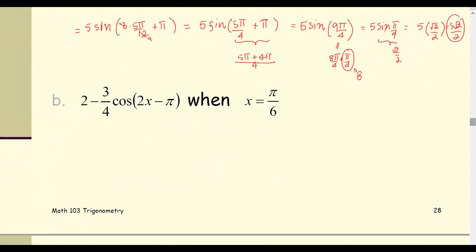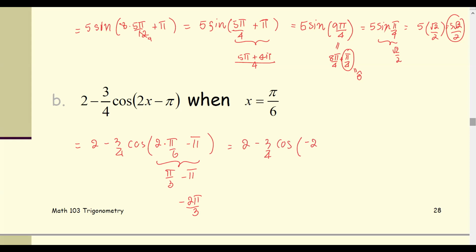The next one, we're going to evaluate 2 minus 3 over 4 times cosine of 2x minus pi when x equals pi over 6. Replace the x with pi over 6, and then simplify. This will give us 2 pi over 6, which is pi over 3, minus pi, which is negative 2 pi over 3. So we have 2 minus 3 over 4 times cosine of negative 2 pi over 3.